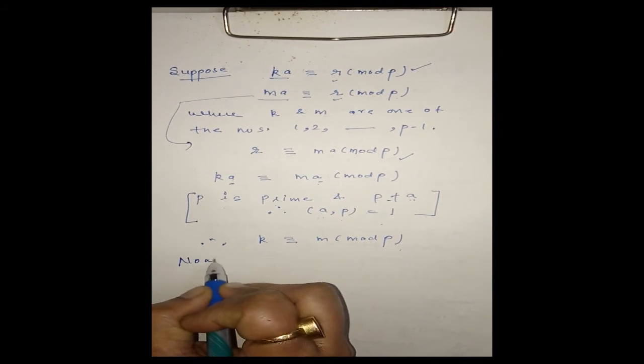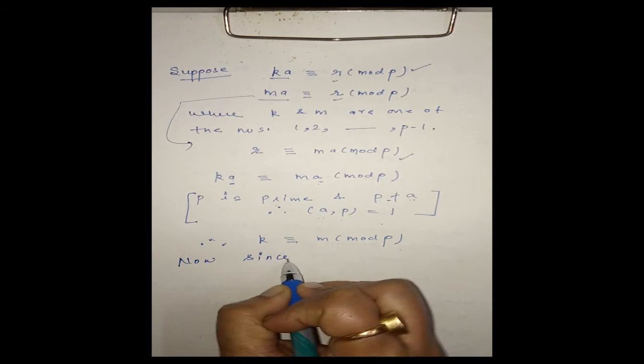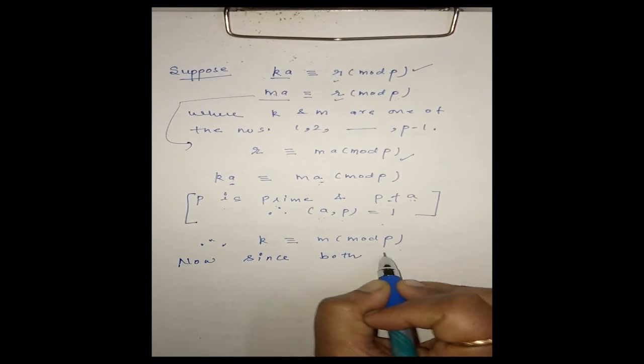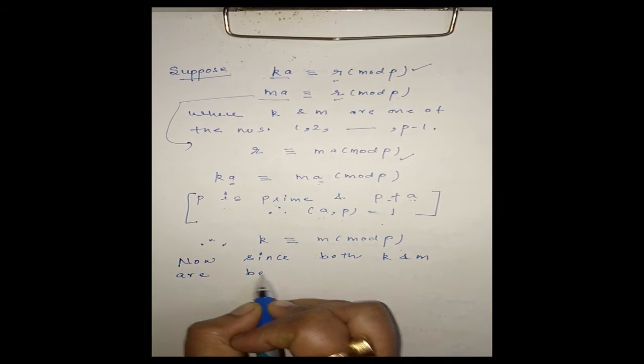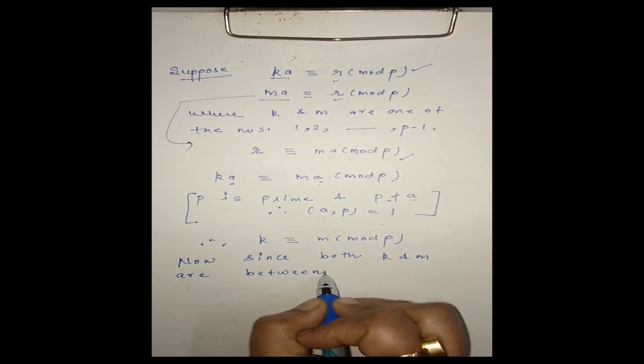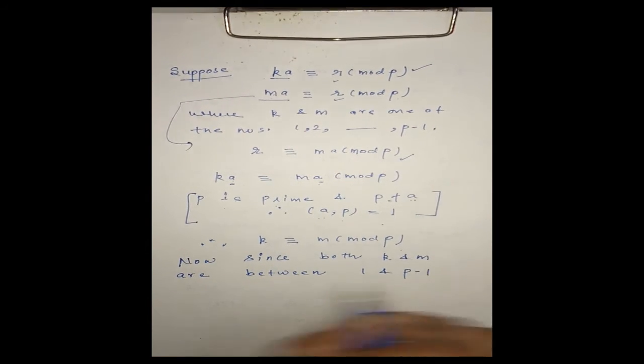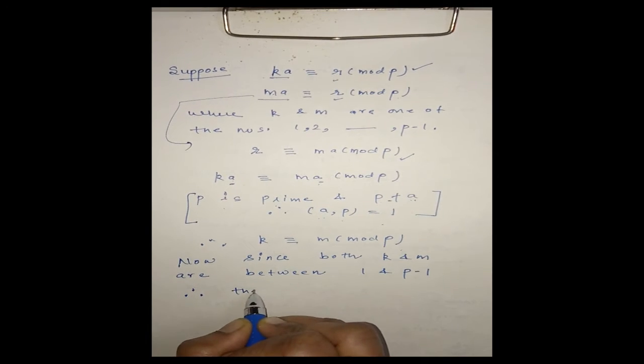Now, since both k and m are between 1 and p minus 1, therefore they must be equal.